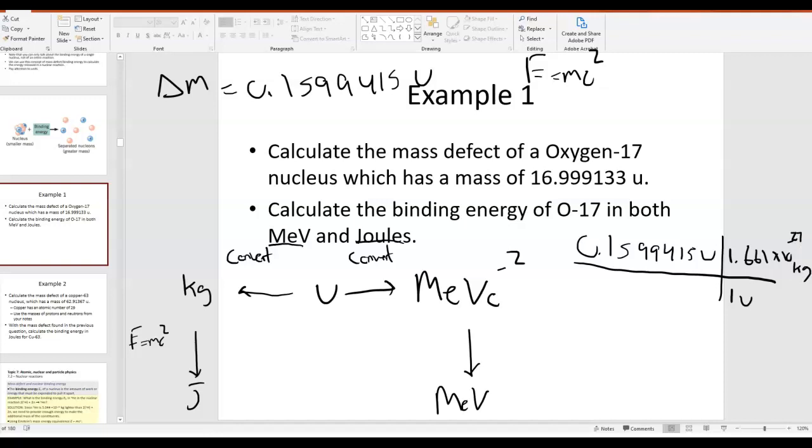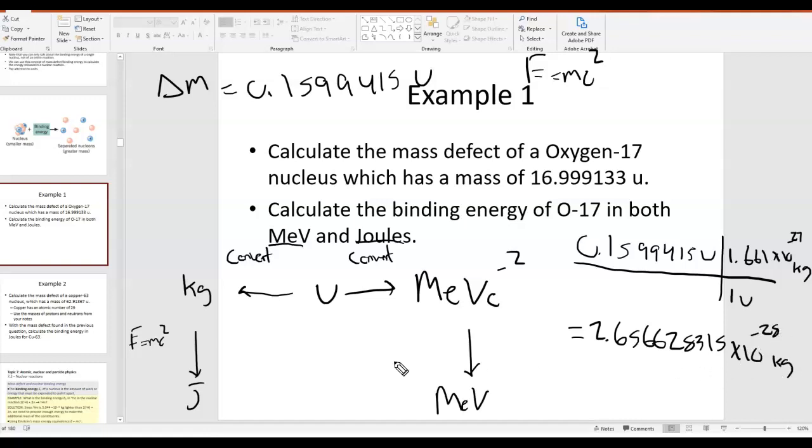Okay, 1.661 times 10 to the negative 27 kilograms. That conversion factor, again, is given to you. It's in the SI data booklet with all the other constants. Okay, so that's not a number you have to just remember or anything. So I'm going to take my mass defect, I'm going to multiply to convert it to kilograms, and once I have it in kilograms, I have 2.6566 28315 times 10 to the negative 28 kilograms.